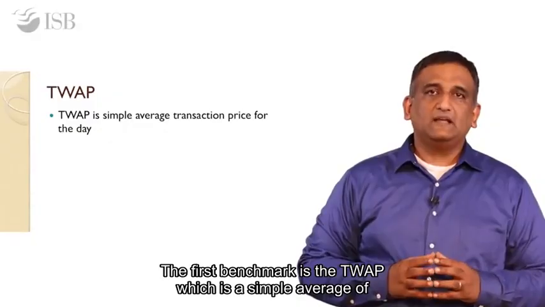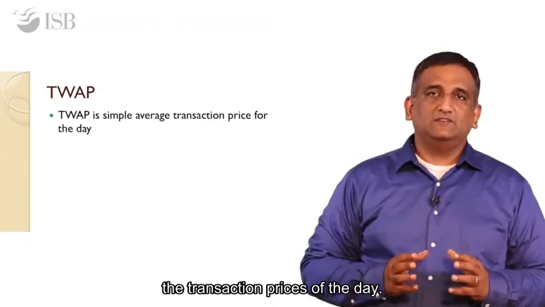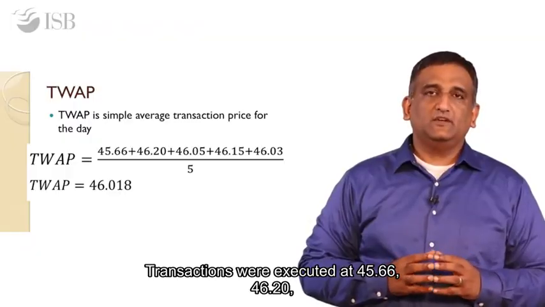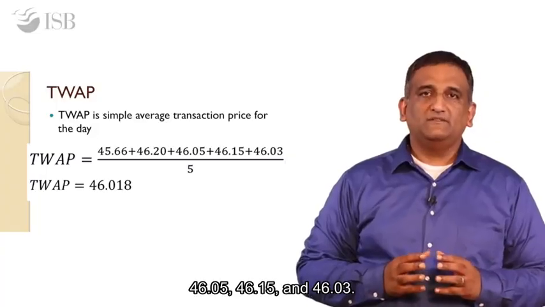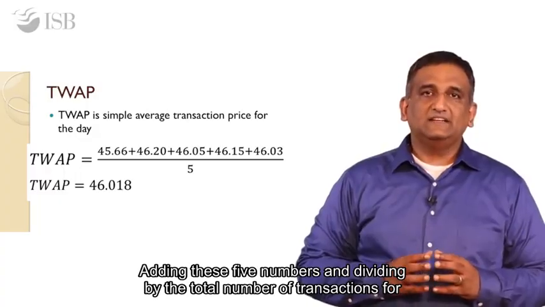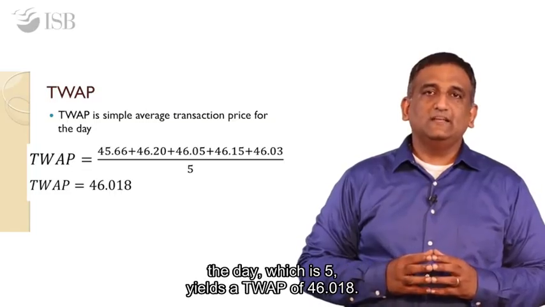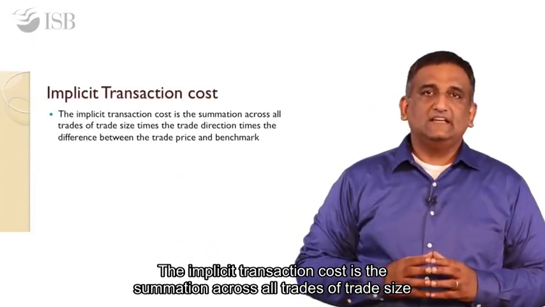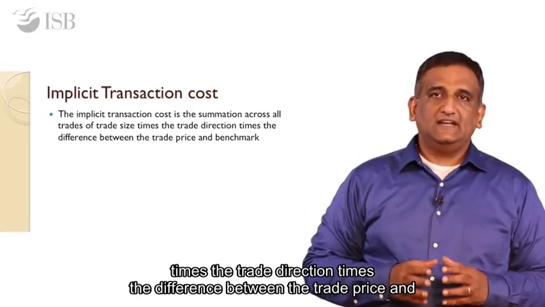The first benchmark is the TWAP, which is a simple average of the transaction prices of the day. Transactions were executed at 45.66, 46.20, 46.05, 46.15 and 46.03. Adding these 5 numbers and dividing by the total number of transactions for the day, which is 5, yields a TWAP of 46.018.